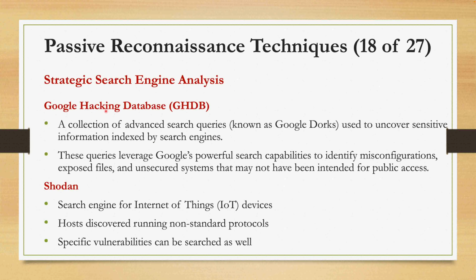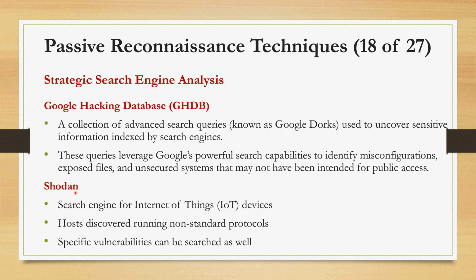Now let's talk about another strategic search engine analysis, like the Google Hacking Database. What's that? Well, it's a collection of advanced search queries, called Google Dorks, used to uncover sensitive information indexed by search engines. These queries leverage Google's powerful search capability to identify misconfigurations, exposed files, and unsecured systems that may not have been intended for public release.